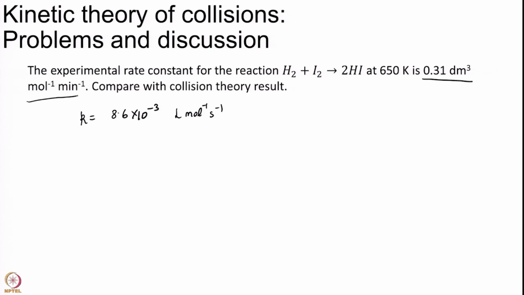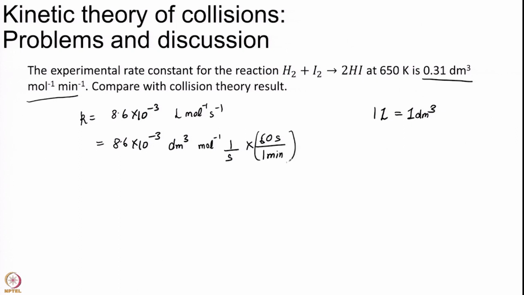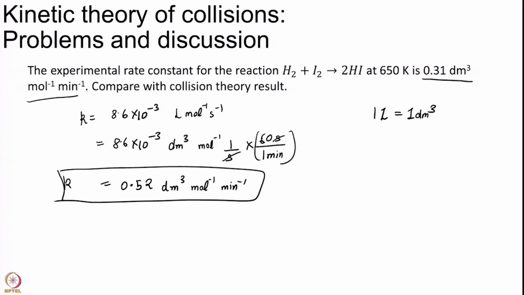Well, first thing I notice is that this is in minute inverse. Okay. Not a big deal. Remember that liter is the same as dm cube. I have 1 over second, but I will multiply by 60 second divided by 1 minute. Second cancels. I get this multiplied by 60 and I will get 0.52. So, this is my K of collision theory and this is experimental.